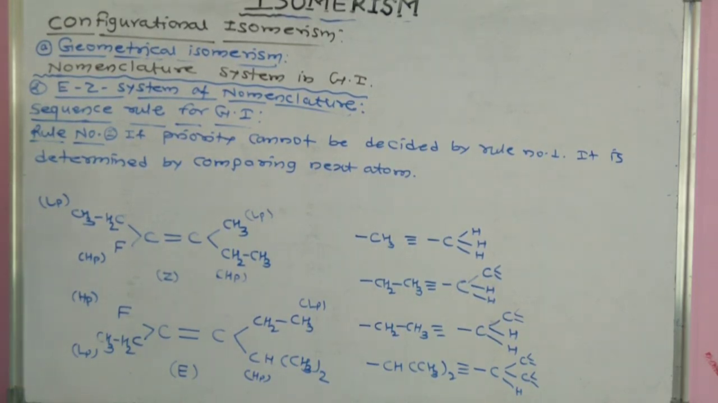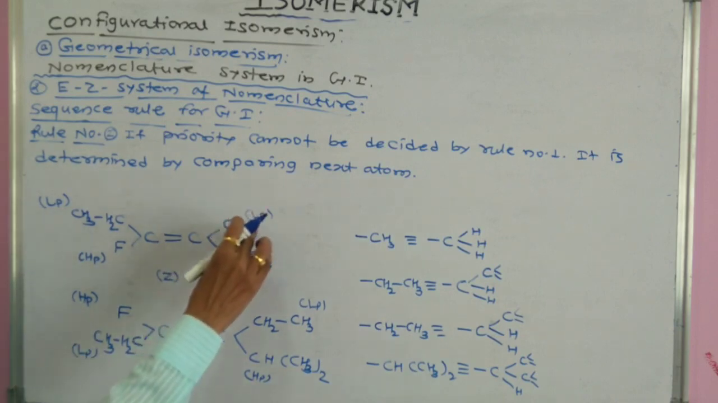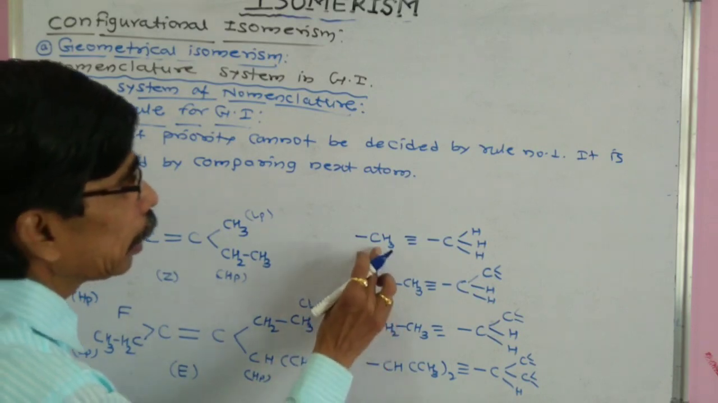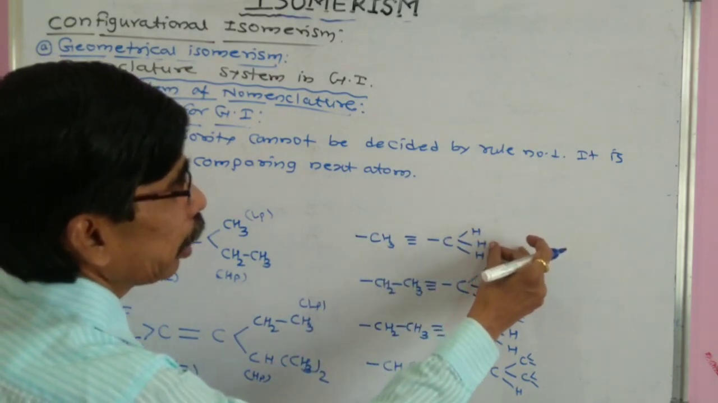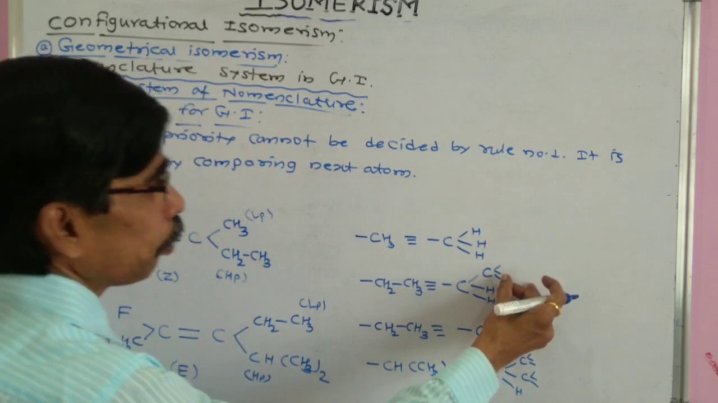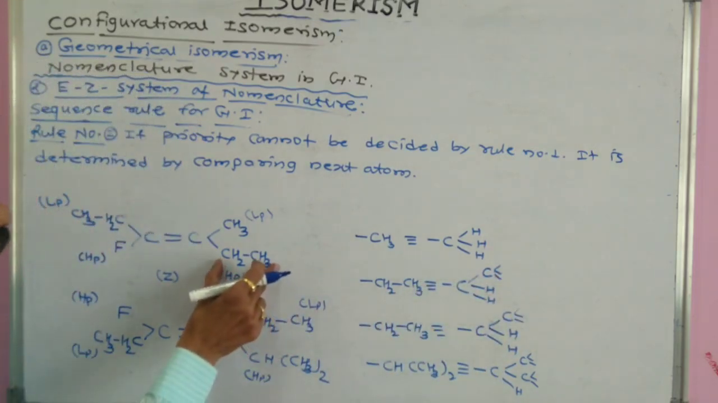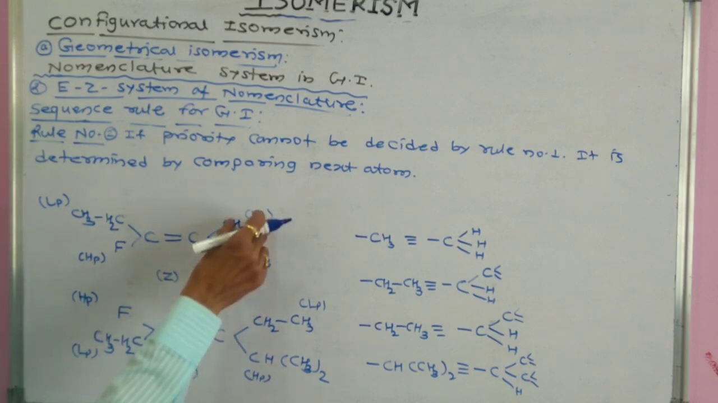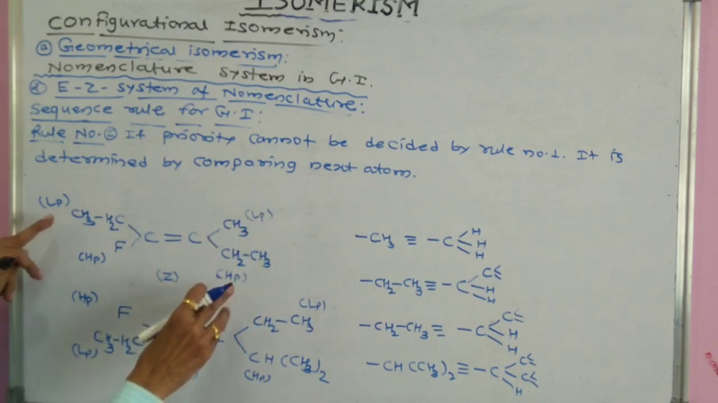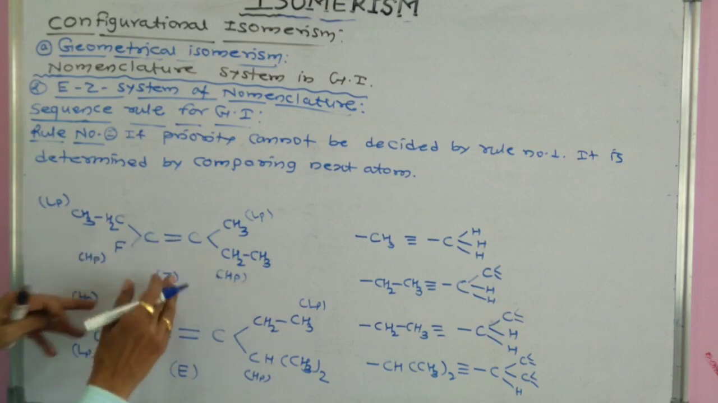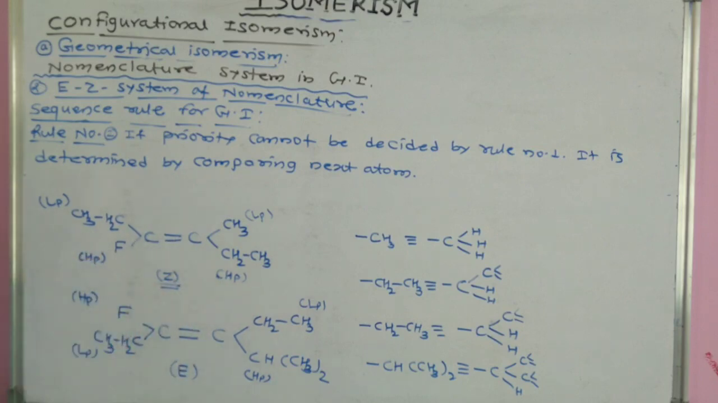So in this example, the CH3 and CH2 are compared like this. The CH3 is written here, the second atoms are hydrogen, hydrogen, and in this example the second atom is carbon. Therefore, this CH2CH3 group has the higher priority than the CH group, and in this example, both higher priority groups are on the same side. Therefore, this is the Z configuration.